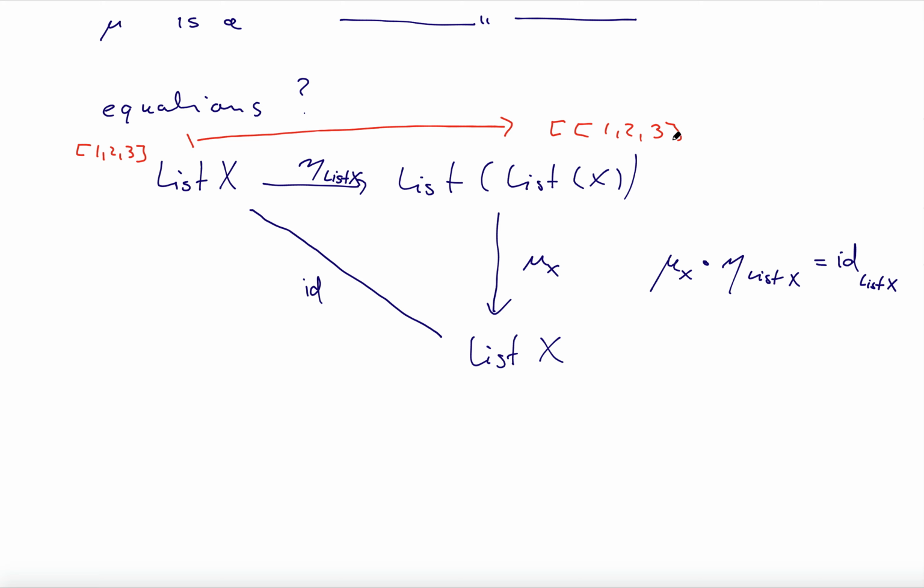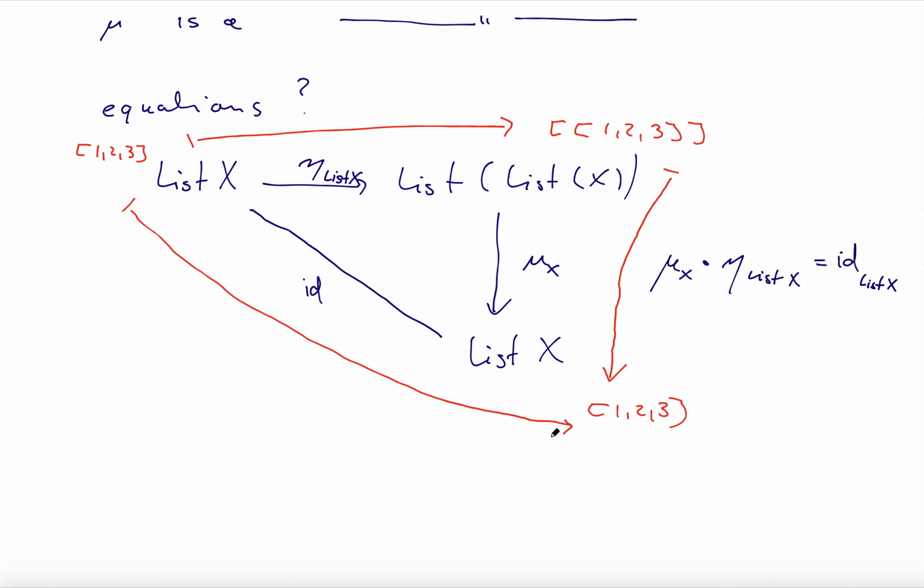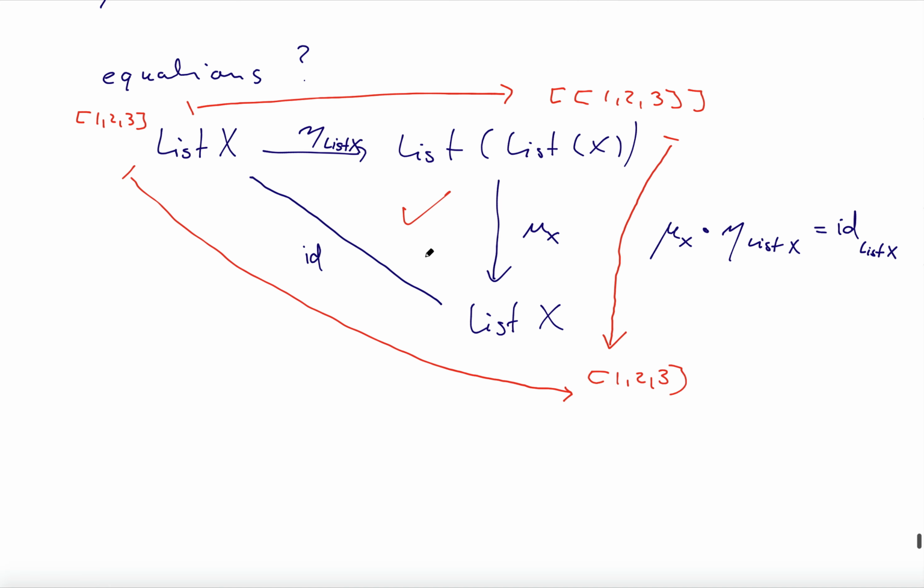the singleton applied to the list 1, 2, 3, and then if you flatten this, we said so for list flattening is very simple because we just keep the order of the elements and remove one layer of parentheses. So we get 1, 2, 3 again, and we see that this is indeed also what we get when we take the identity in that direction here. So yes, this equation is satisfied.